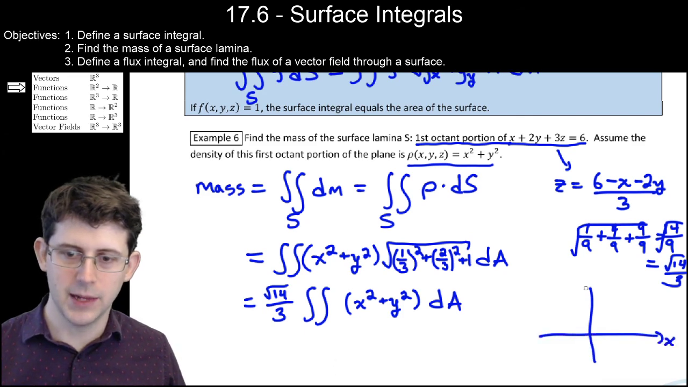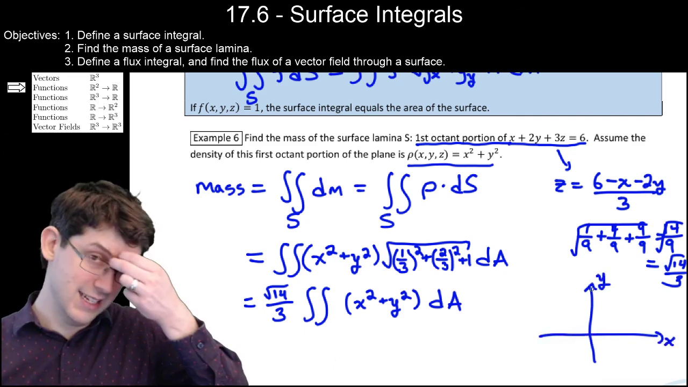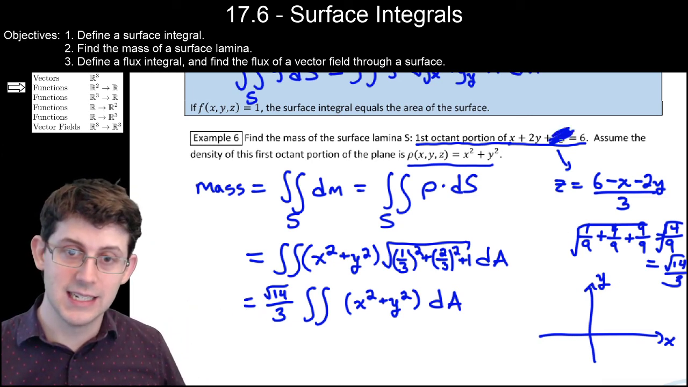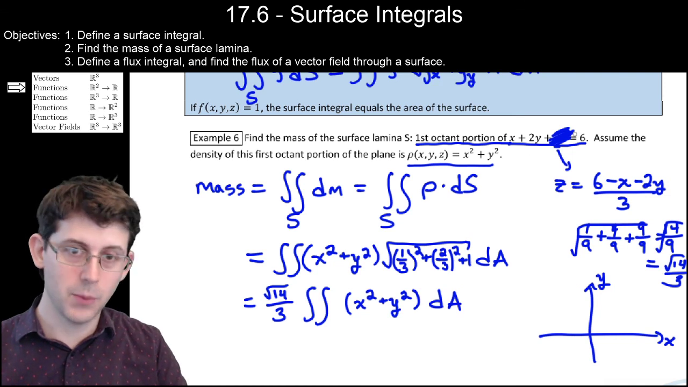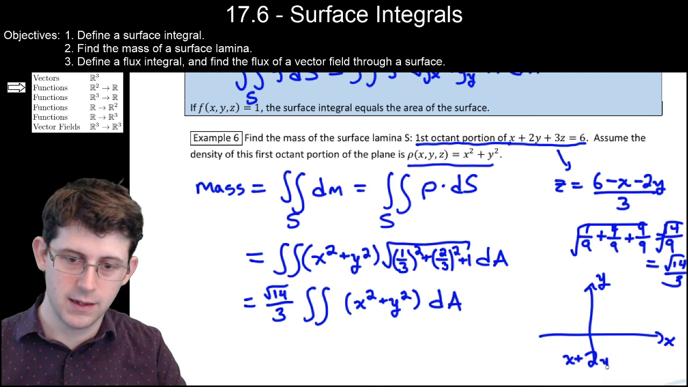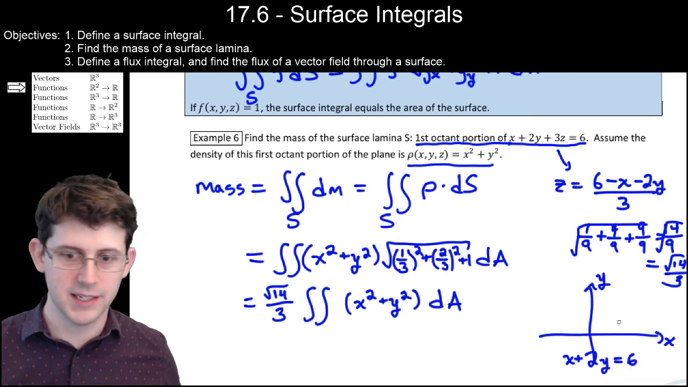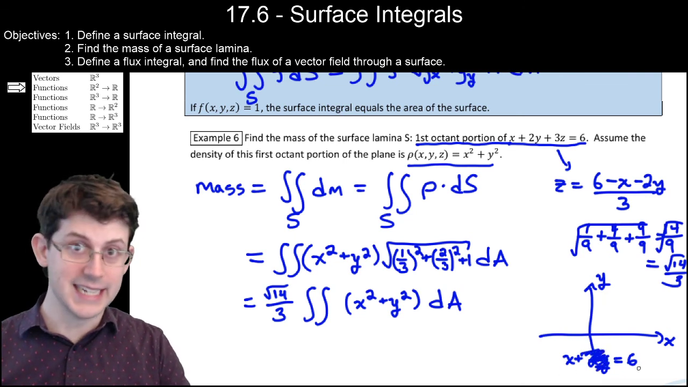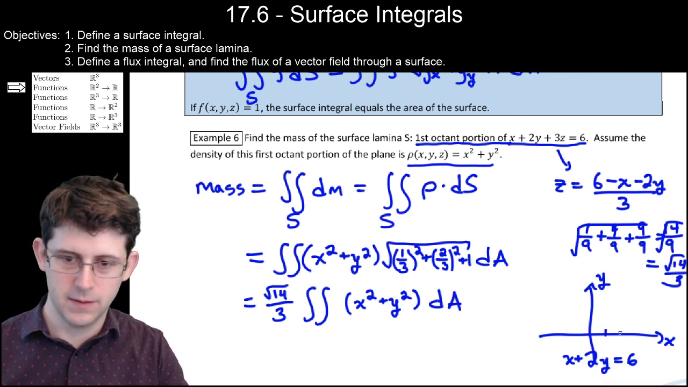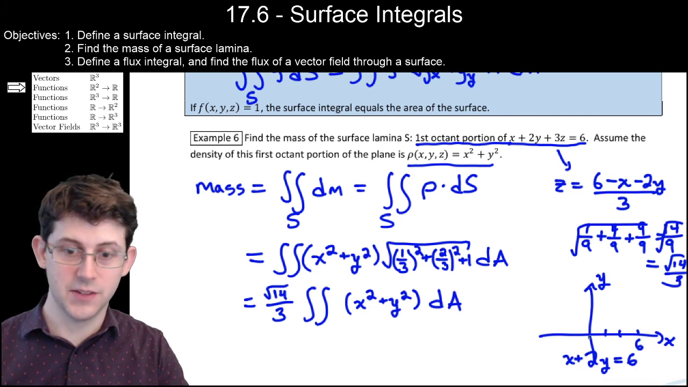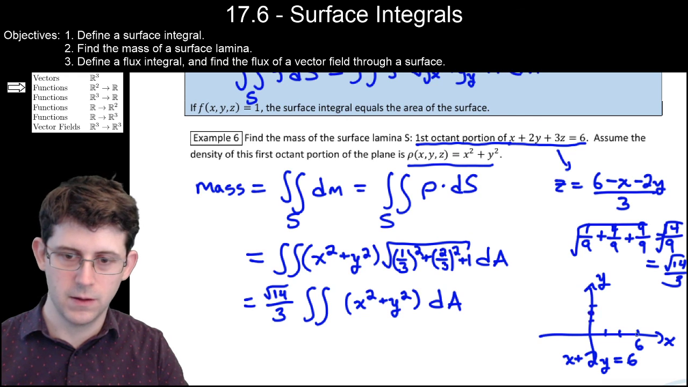So here's my xy plane. What is the xy plane? The xy plane is the place where z is 0. So the important boundary here is x plus 2y equals 6. That's just a line. If y is 0, then x is 6. If x is 0, we get that y is 3. So here's my region.